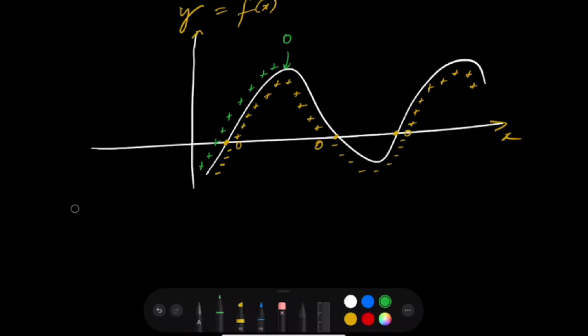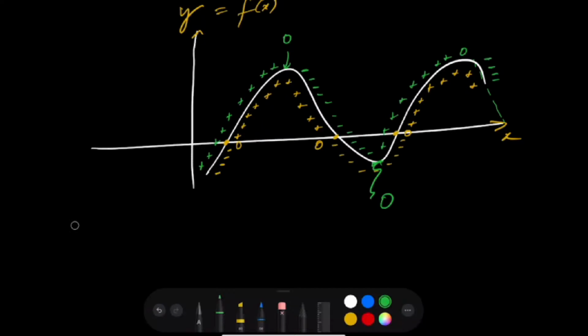Because it has become horizontal. Slope is negative here. And here slope is 0. Why? Because it has become horizontal. Again slope is positive here. Why? Because if you draw a tangent, it will make an acute angle with the x-axis. Here slope is 0. Again here slope is negative. Why? Because if you draw a tangent here, it will make an obtuse angle.